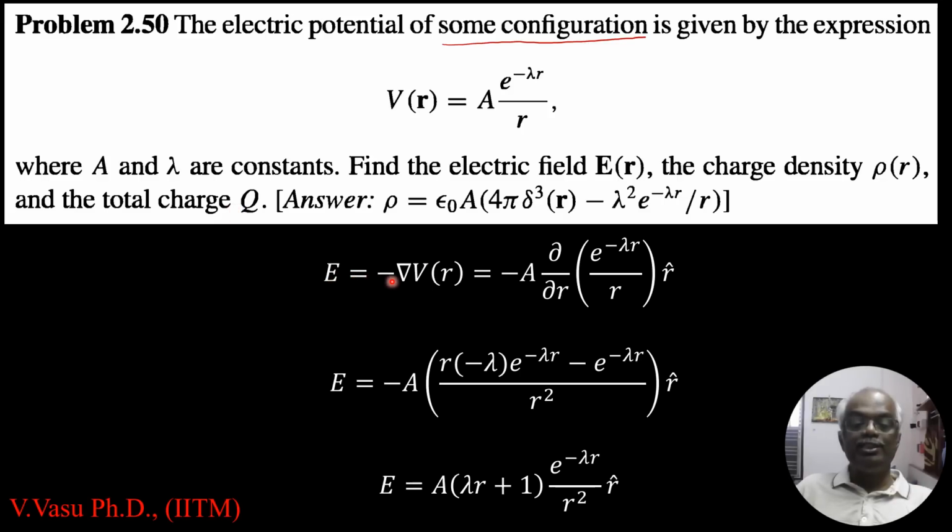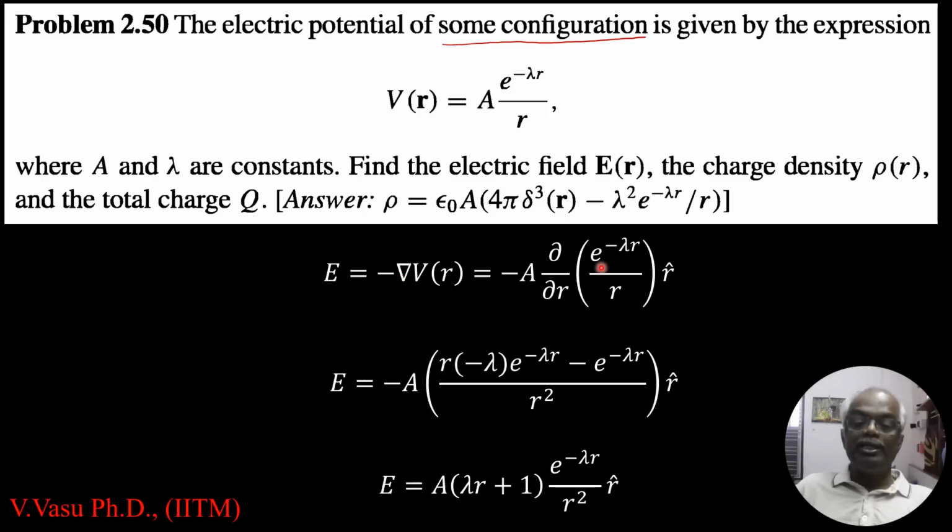The electric field is equal to the negative gradient of the potential. Here the potential is A multiplied by this factor. Since A is constant, you take it out. So here you have minus A, and the gradient can be written as ∂/∂r of the exponential term e^(-λr)/r, along the direction r-hat.